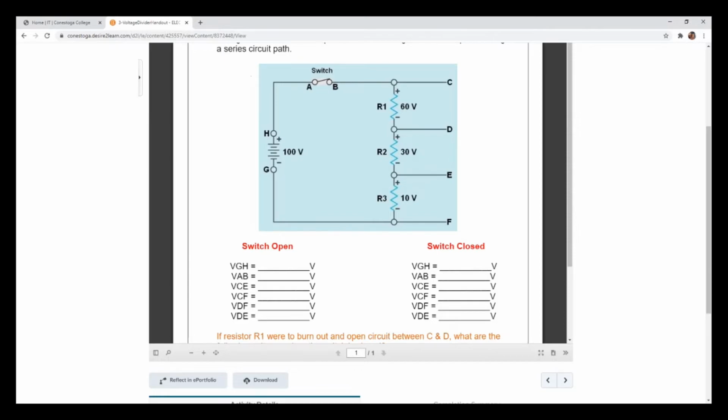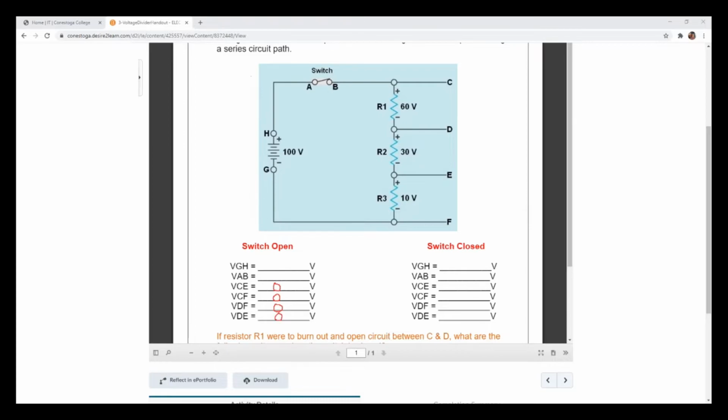C and E, that's going to be 0 volts, because if these were light bulbs and the switch is open, they would be off. C and F is 0 volts as well, because it's off. D and F, of course, is 0 volts. All of that is 0 volts. As soon as we open that switch, we interrupt the flow of current, and then we don't have any voltage because we don't have any current either. And between D and E is 0 volts as well.